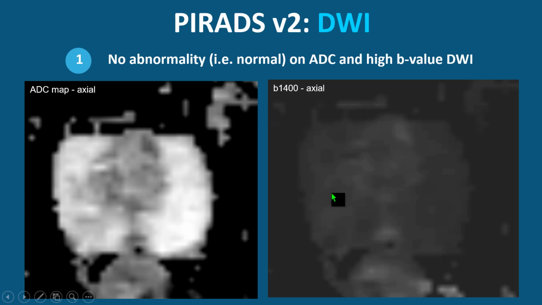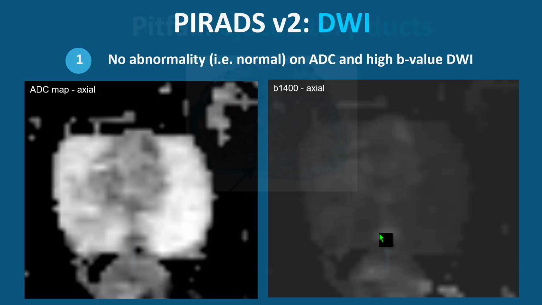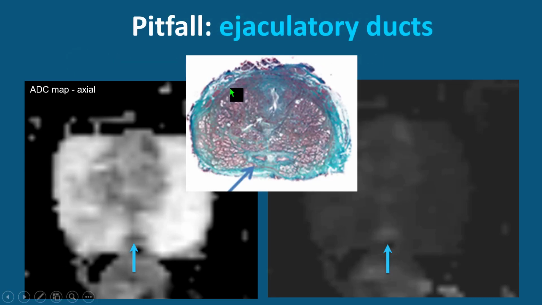This is no abnormality. This is the ADC map, this is the B1400. You see, however, a lesion over here, which is the normal ejaculatory duct. So in most patients you see centrally from the top to the mid-prostate running a dark area in the midline on the ADC, bright on B1400, not a tumor.